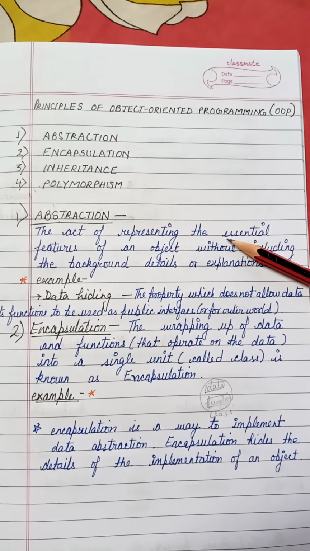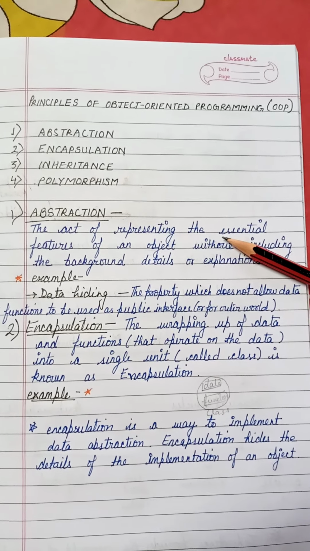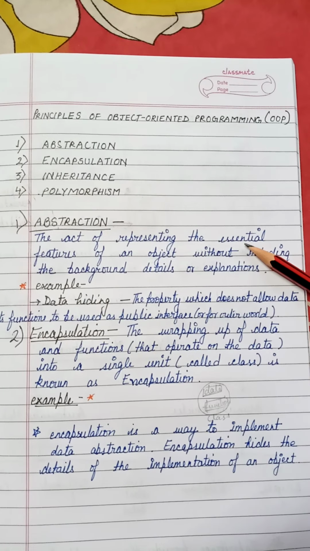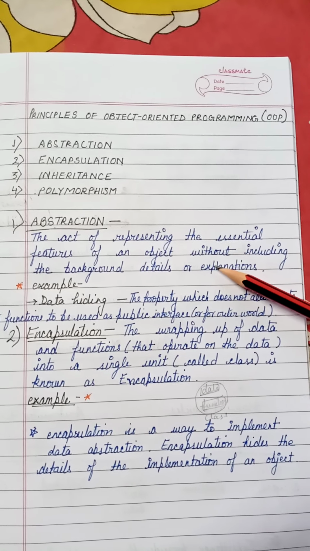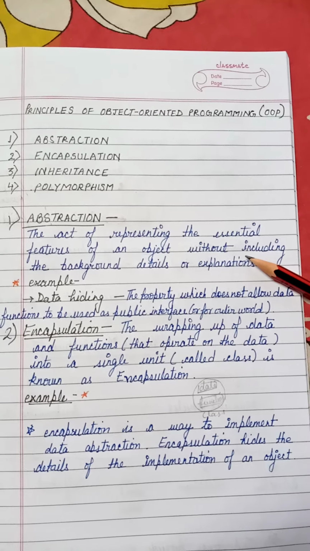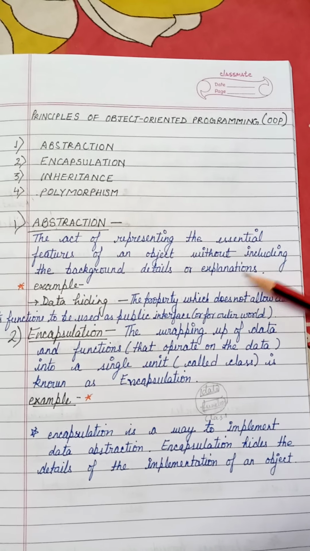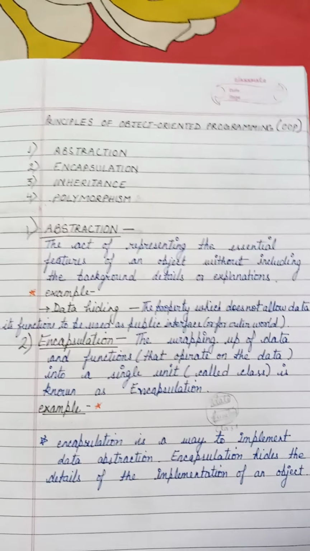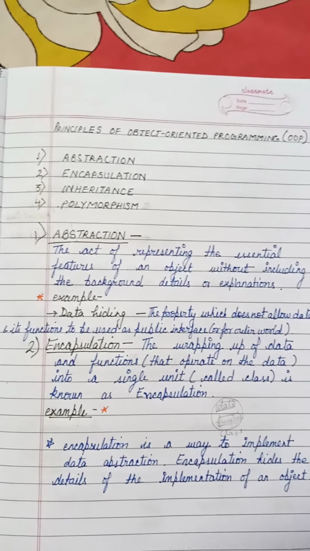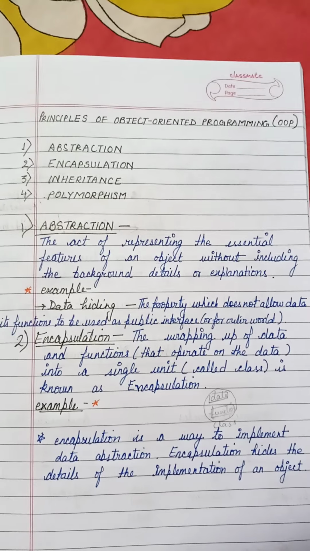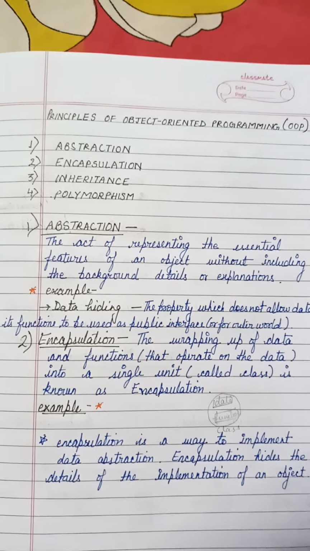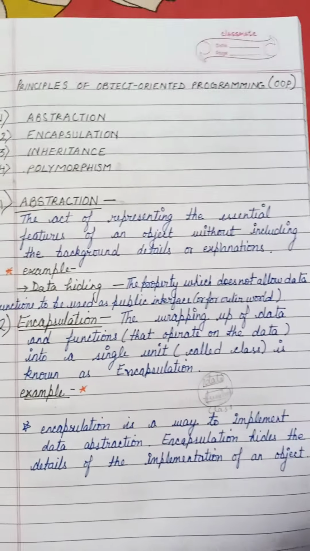First is abstraction. The definition is the act of representing the essential features of an object without including the background details or explanations. Act of representing the essential details or features, essential features only, without including the background details.